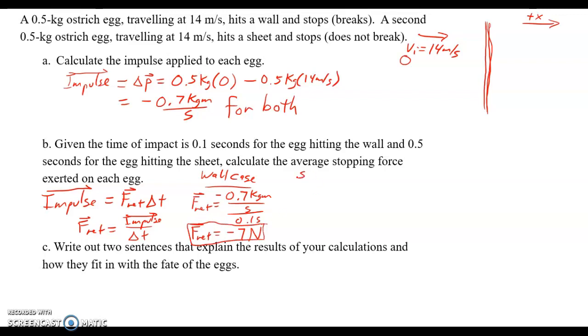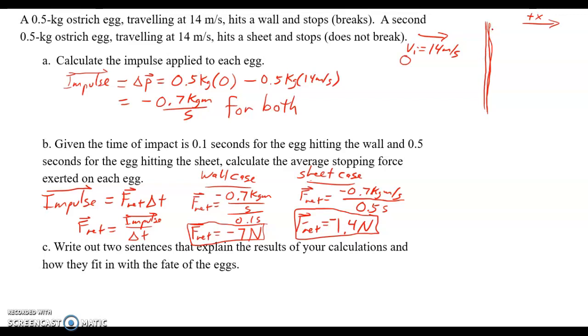All right, but for the sheet, remember, same impulse, but we divide by 0.5 seconds. In this case, 0.7 divided by 0.5, we get negative 1.4 newtons. So we can see the one that hits the sheet is going to experience a smaller force. Now about this negative sign, the negative sign is the direction of the force, and it makes sense that the sheet or the wall would be pushing in the negative direction.